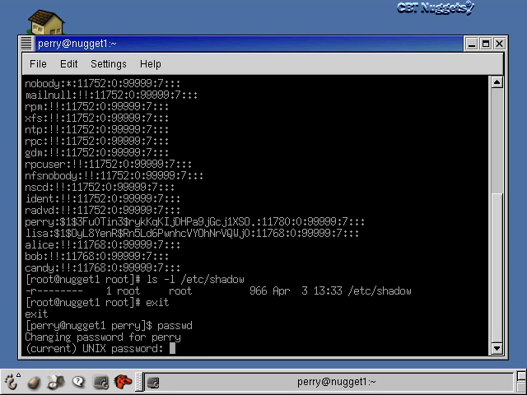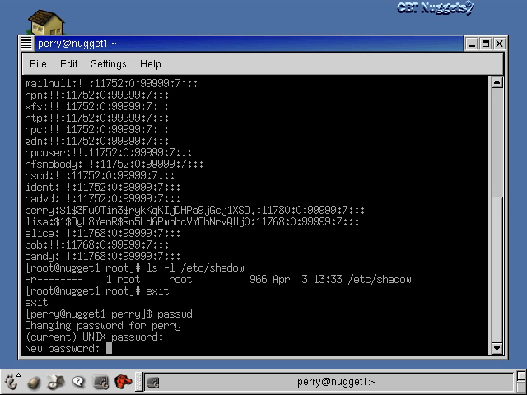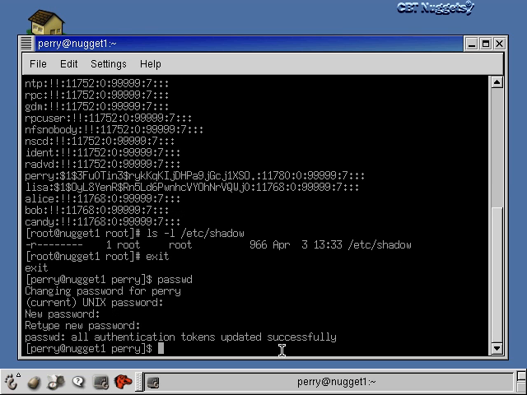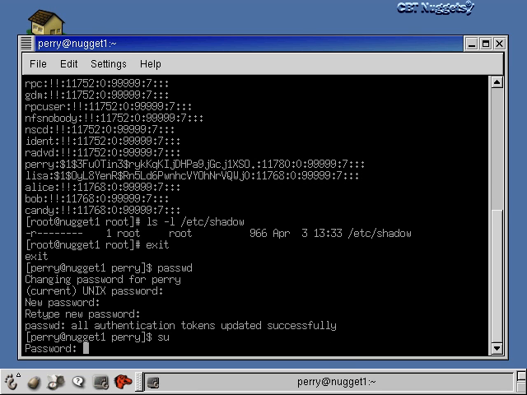So it says, what's your current Unix password? So I type that in, and now it says, what's your new password? Okay, so I'll type my new password in, and I'll retype my new password. And now it says, okay, everything's been updated successfully. Now I want to switch back and be the root user again.